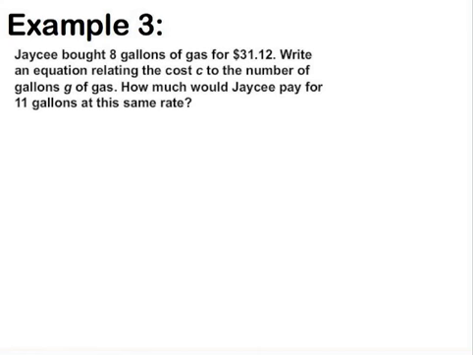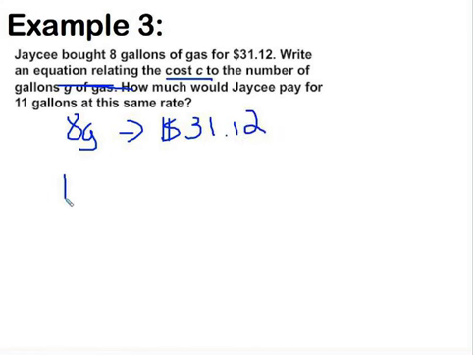I already know the 11 gallons, so I actually don't need this right here. So the one that I am going to need is C. So in setting up this problem, I know that 8 gallons costs $31.12. And I know that I am looking to purchase 11 gallons, but I don't know how much that's going to cost. They gave us our variable in this situation. They said C is equal to the cost.